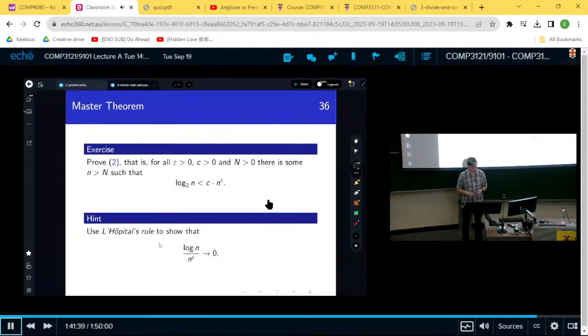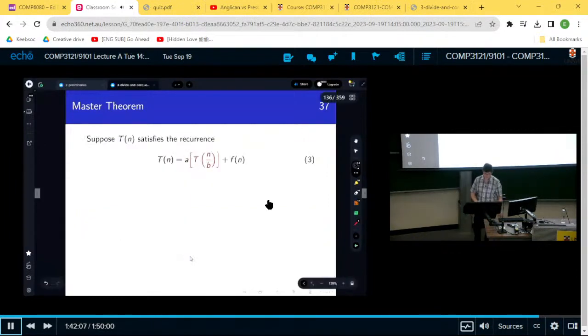Okay, one hint is to use L'Hopital's rule to show that log base 2 of n divided by n to the power epsilon tends to 0 when we increase n. So L'Hopital's rule says you can do this by taking the derivatives both on the top and on the bottom. Okay, so that's left as an exercise.